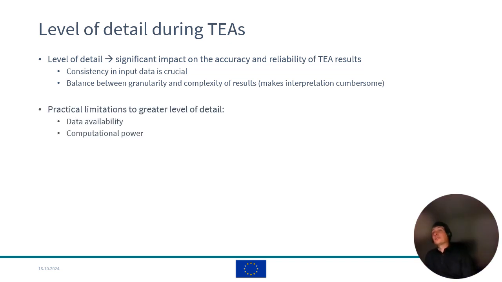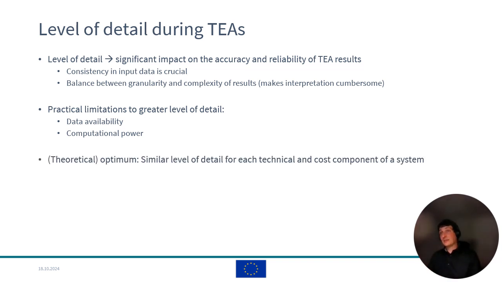Typically, you are limited by the data availability, as I said before, or the computational power when you go much more into detail. But mainly, from my experience, it's data availability, where at least one of your components is not available in maybe that granularity than other ones. The theoretical optimum would be that, of course, you have a similar level of detail for each technical component or each cost component in there.